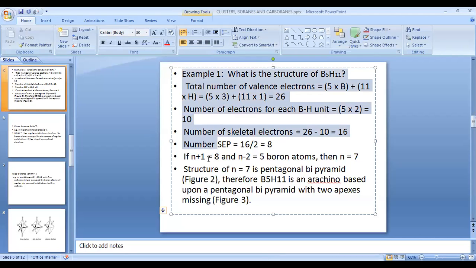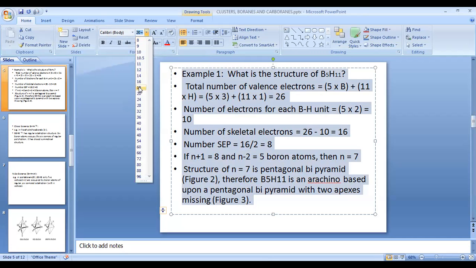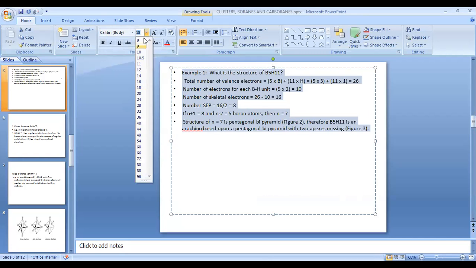One minute. If I reduce this size, oh sorry.